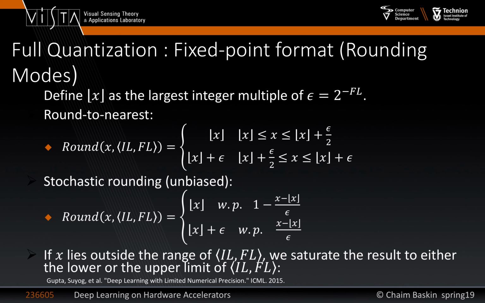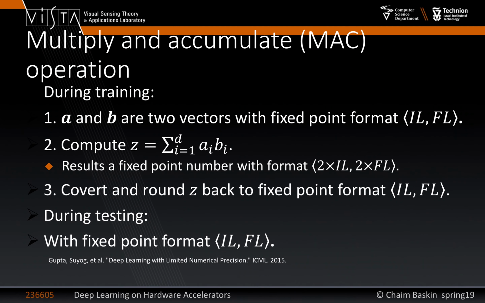Right. So if x lies outside the range IL, FL that we defined before, this is our range. If we are out of the range, we are rounding it to the maximum or the minimum. So if we are above FL, we set it to FL, and if we are below IL, we set it to IL. So we are actually rounding it to fit our range.